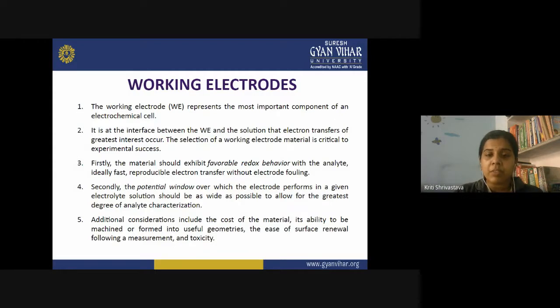Then ease of surface renewal. The electron transfer is actually taking place on the surface of your electrode, so after a particular experiment, you need to renew that surface. In that case, surface renewal should be really easy for your electrode. And the last point is the toxicity. Obviously, if your electrode is not made up of any toxic material, its disposal after the experiment would be really easy, and it is not going to impact the environment in a harmful manner.